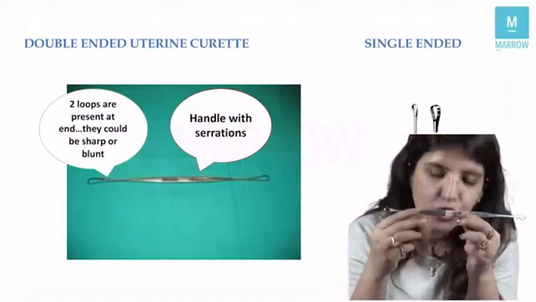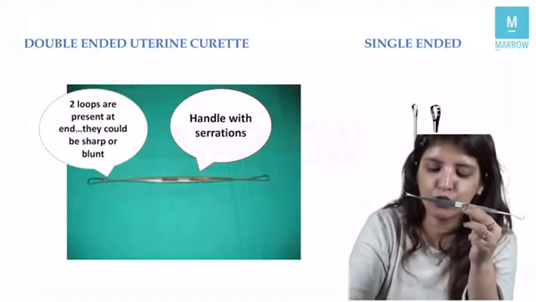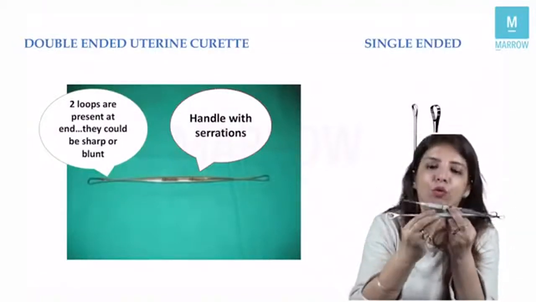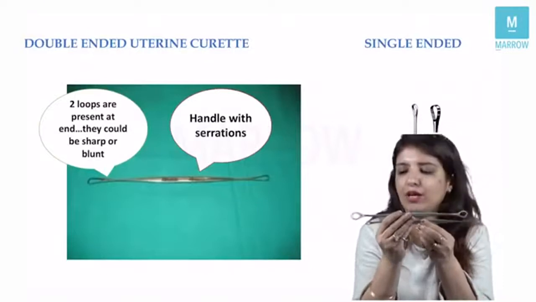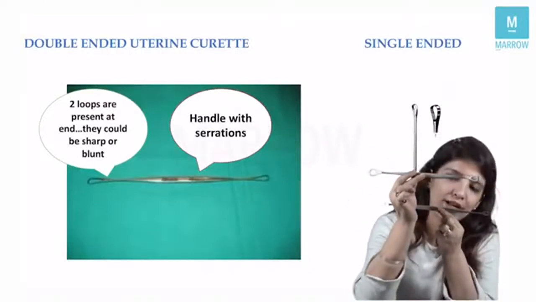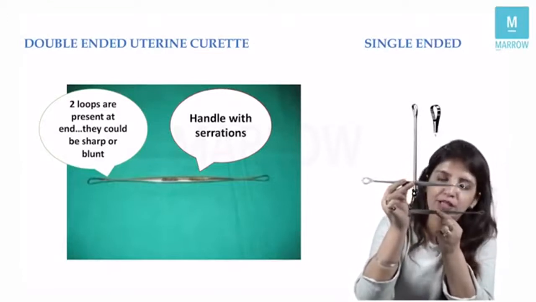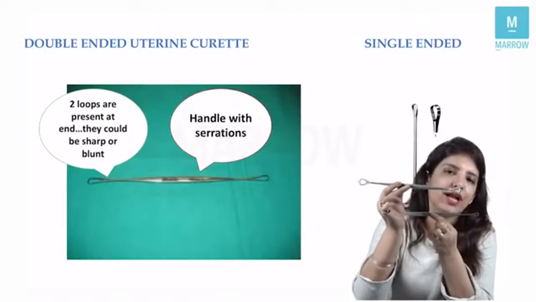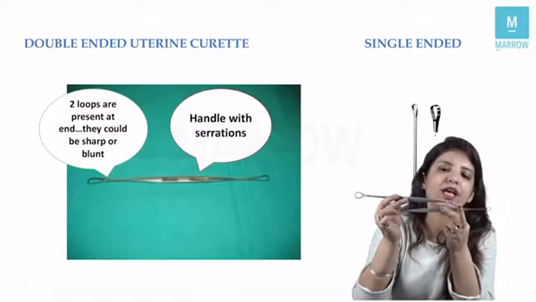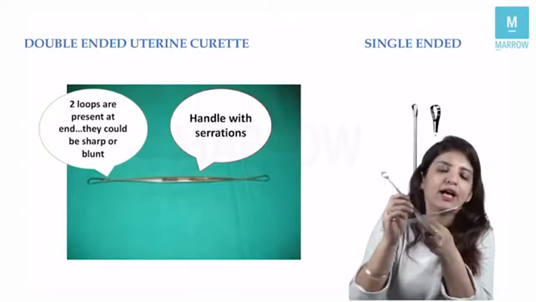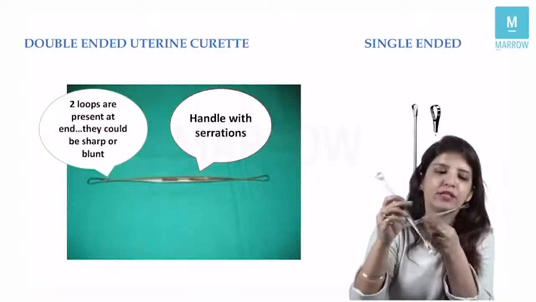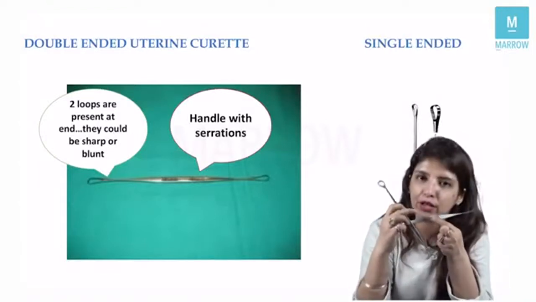Now, this curette you shouldn't confuse with the anterior vaginal wall retractor. I have both of them placed one above the other in front of you. If you look at the ends of the anterior vaginal wall retractor, they are much wider. The loops are much wider than what they are in a uterine curette.